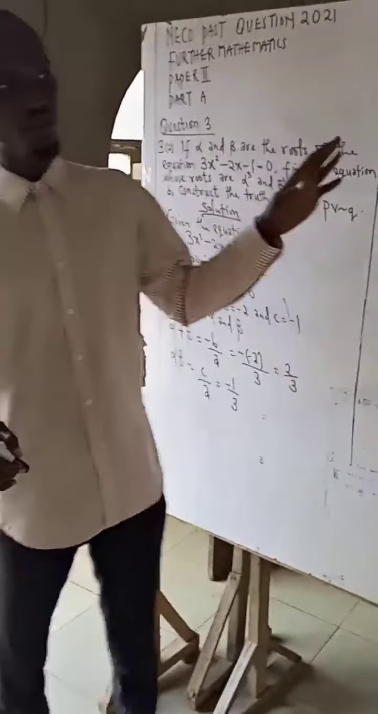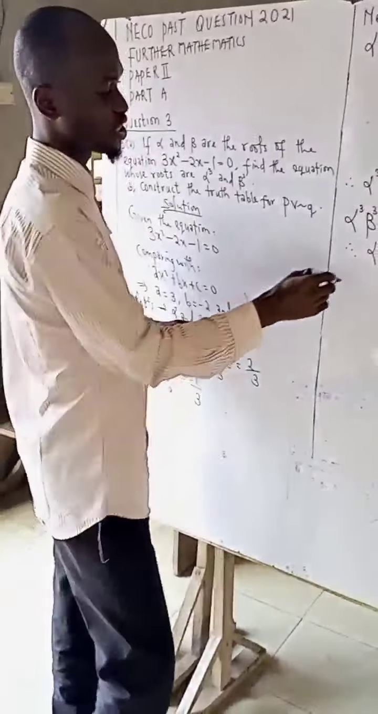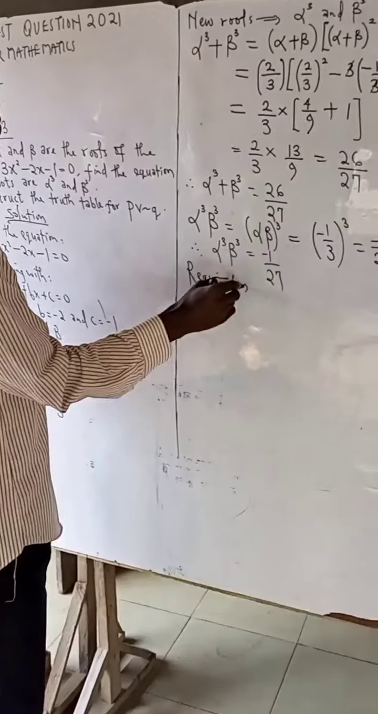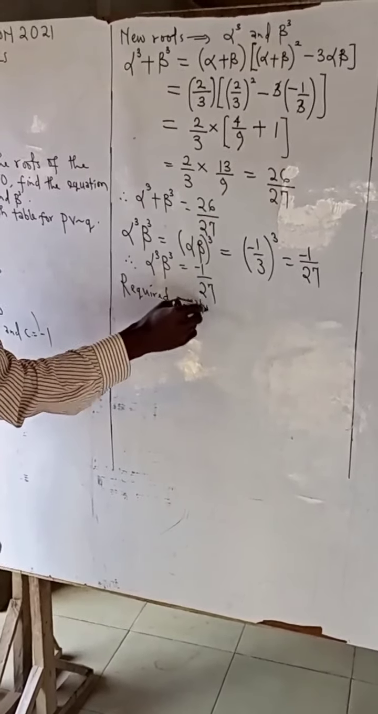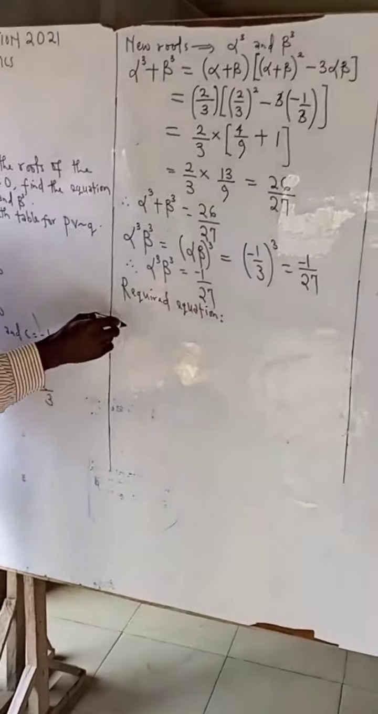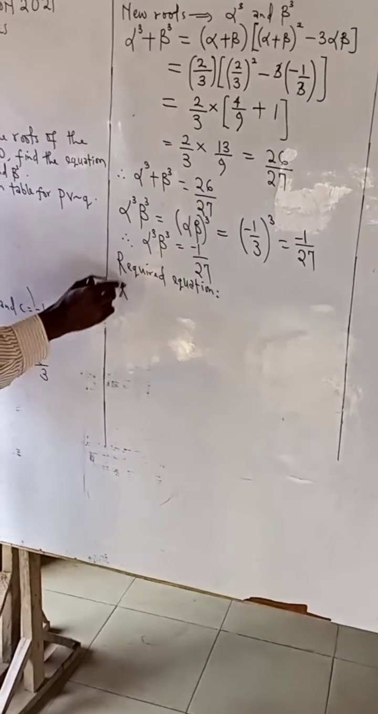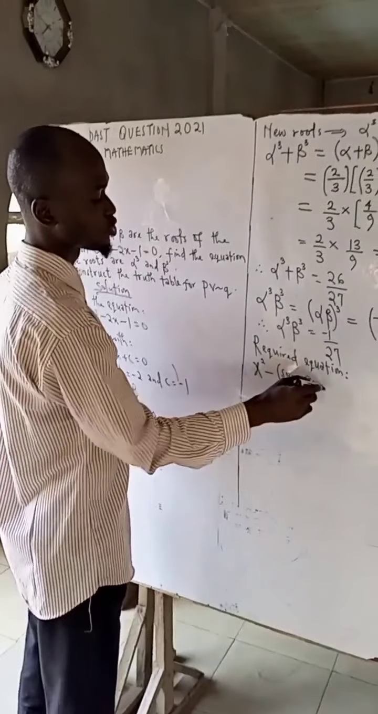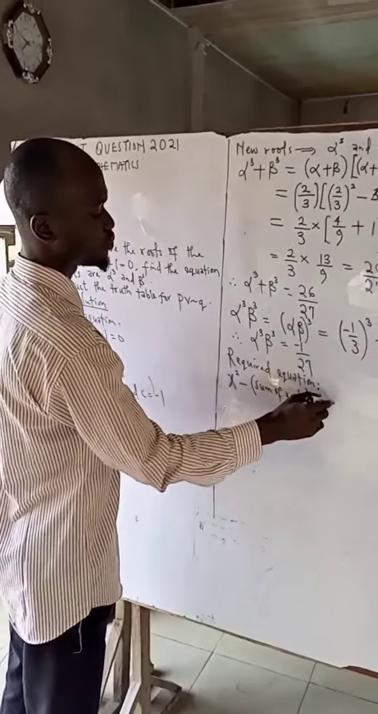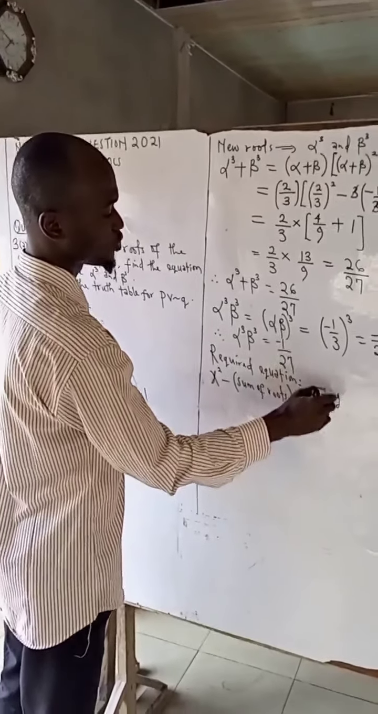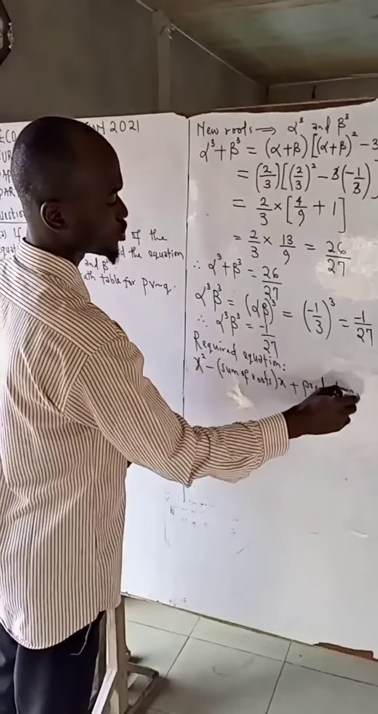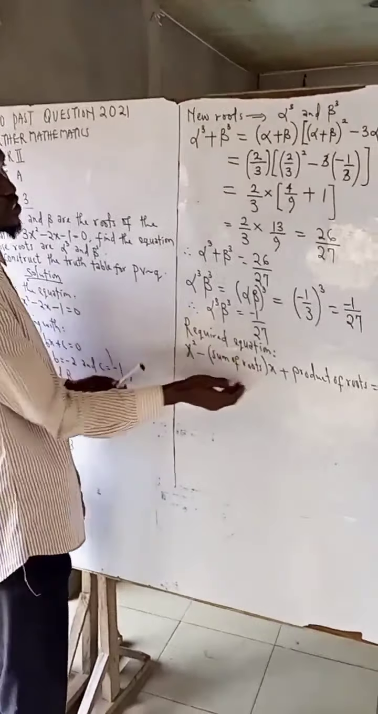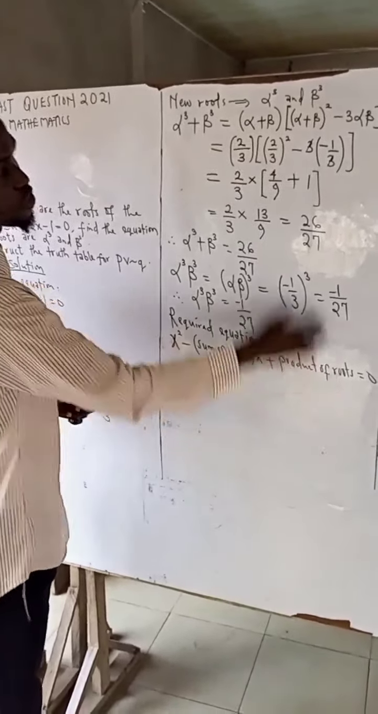Now, we have a formula. The required equation can be gotten by using this formula. It is x squared minus sum of roots x plus product of roots, and we equate it to 0. Now, this is what we are substituting. We have sum of roots and product of roots above.